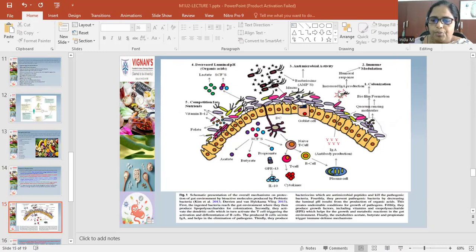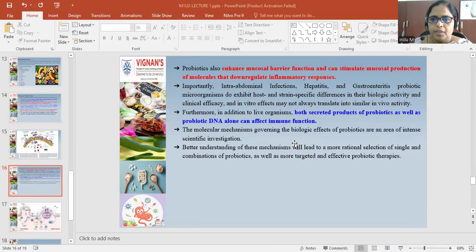So this is the overview of probiotics and their mechanism of action in the host system. Here you can see probiotics enhance mucosal barrier function, stimulate mucus production, and down-regulate inflammatory responses. In addition to live microorganisms, the secreted products of probiotics and probiotic DNA alone can affect the immune function. The molecular mechanisms governing the biological effects of probiotics are in the area of intense scientific investigation. Better understanding of these mechanisms will lead to more rational selection of single or combination probiotics as well as more targeted and effective probiotic therapies.